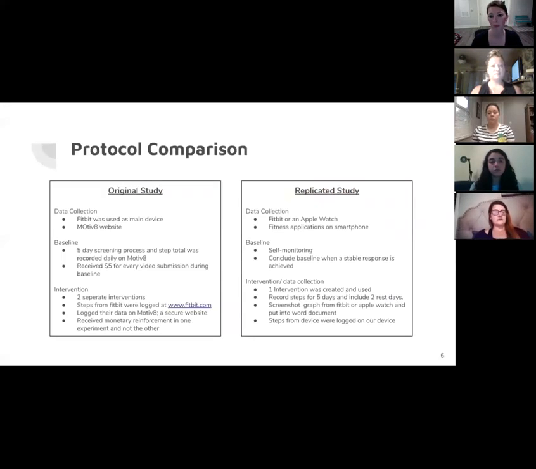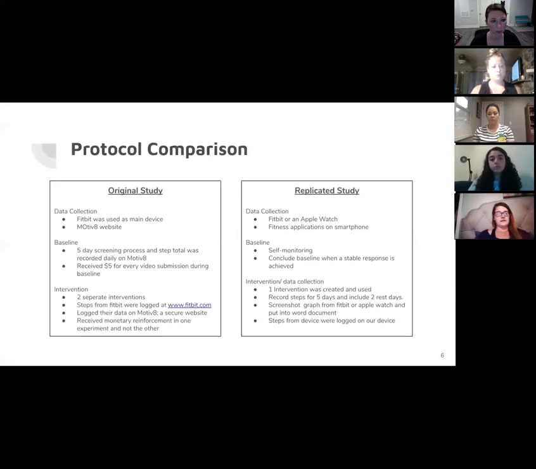While the original study and the replicated study were very similar, there were a few minor differences. Due to the circumstances in all of the different locations of participants, we had to make a few changes. First, I will discuss the baseline. The original study used a Fitbit to track their steps, and then they recorded the data on a website called Motive8. While we used Fitbits in the replicated study, we also had the option of using an Apple Watch because we all own different devices.